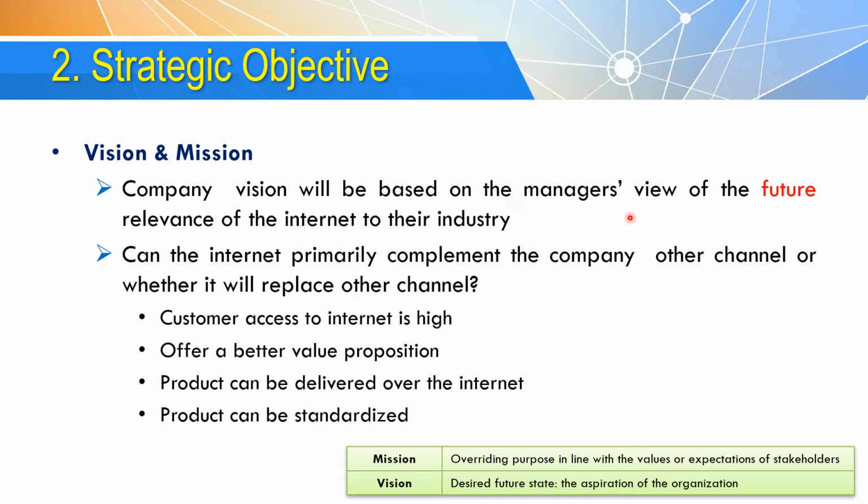Usually, it will be based on the manager's view of the future relevance of the internet to their industry. So, can the internet complement the company or the channel? How do the managers want it to be? Do they want to rely 100% on the internet channel? But the organization also needs to consider their customers' perception or customers' view. Okay, and also need to consider the type of product pun akan mempengaruhi the mission and the vision.